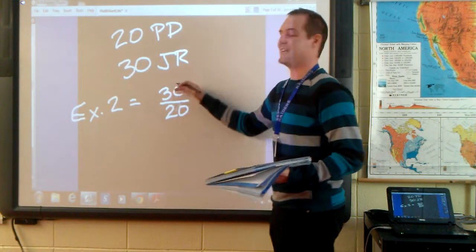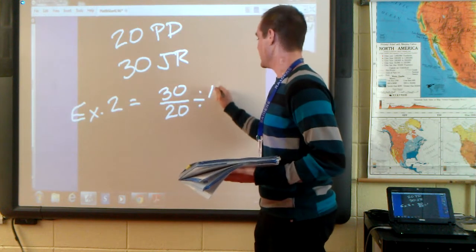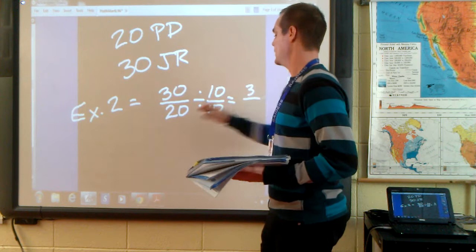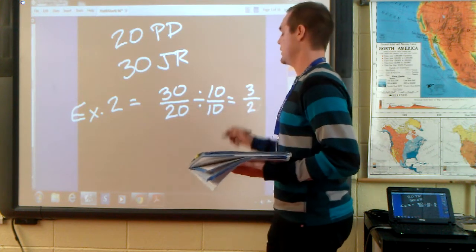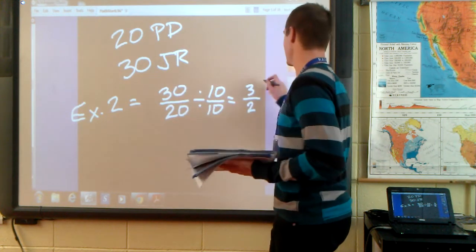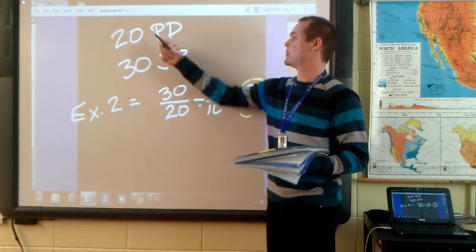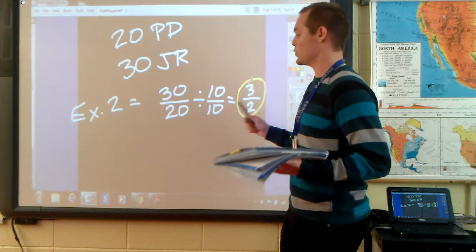Both of these terms end in 0, so these are usually pretty easy. You divide both by 10. 30 divided by 10 is 3. 20 divided by 10 is 2. For Example 2, the answer that you will record is 3 to 2. The ratio of jackrabbits to prairie dogs is 3 to 2.